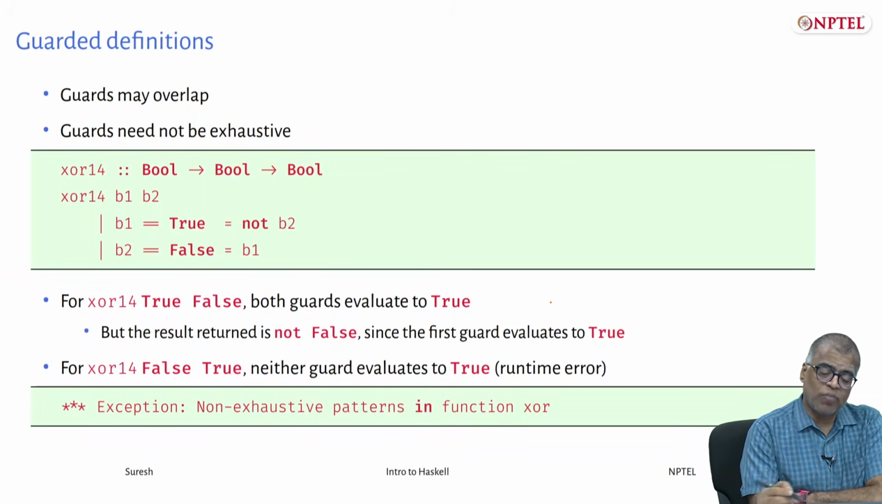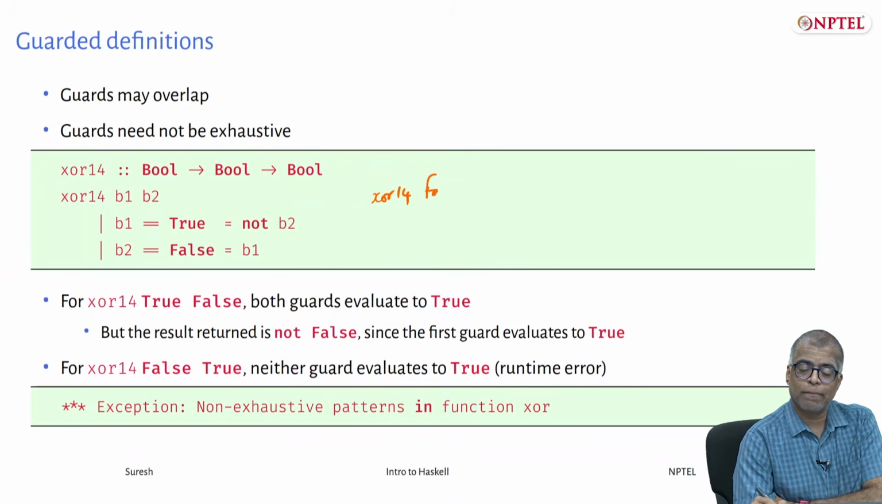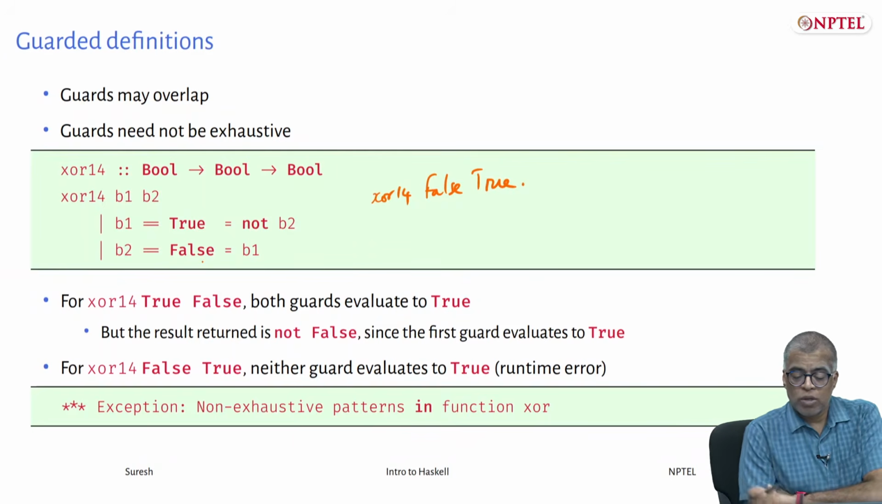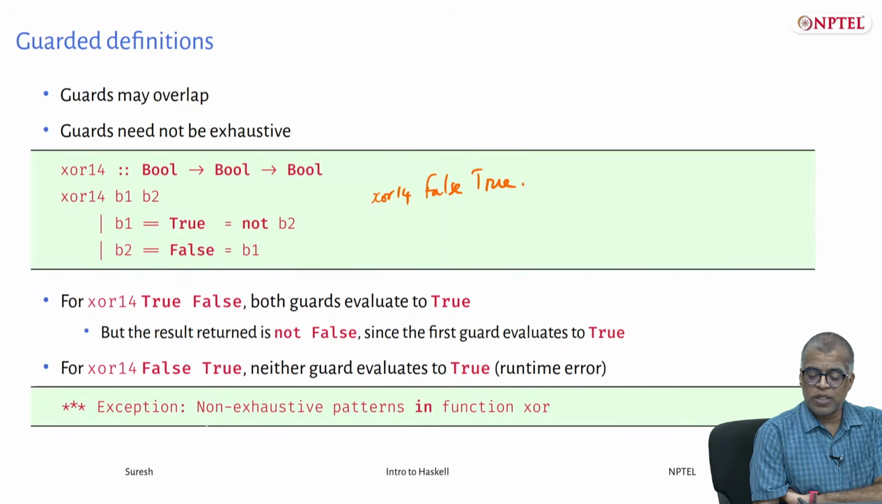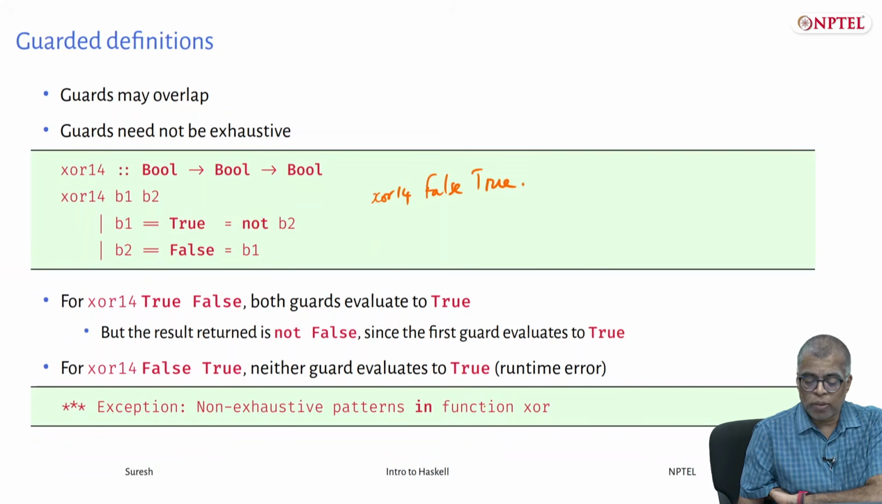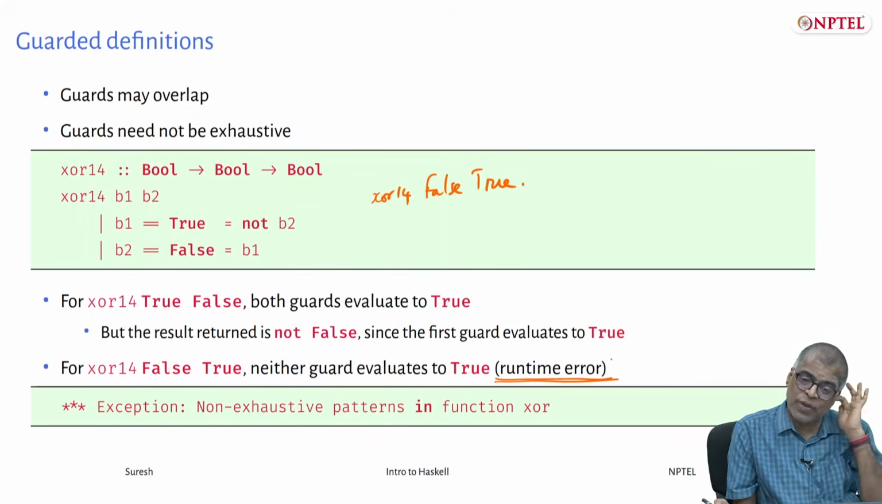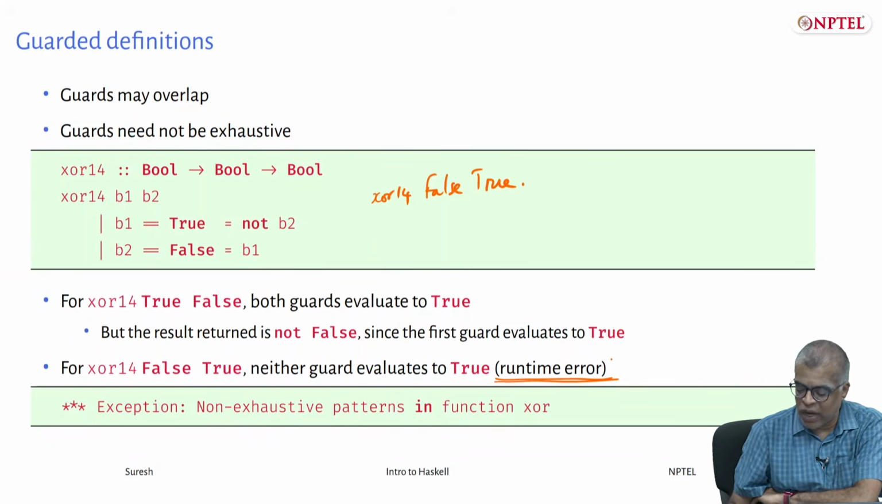Right, so there is another problem with this code, which is that if I invoke it with XOR 14 false true, then neither the first guard nor the second guard is true. So then you will get an exception when you try to run this in GHCI, an error saying non-exhaustive patterns in function XOR. So you need to guard against that also. That's a runtime error. A runtime error is something which you will not face when you are compiling the program, but you will face only when you actually invoke the function with some specific arguments.